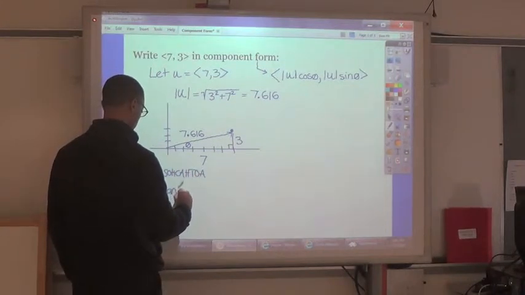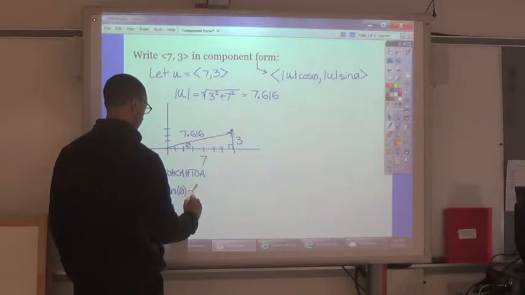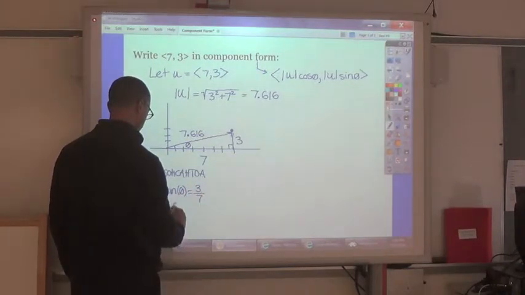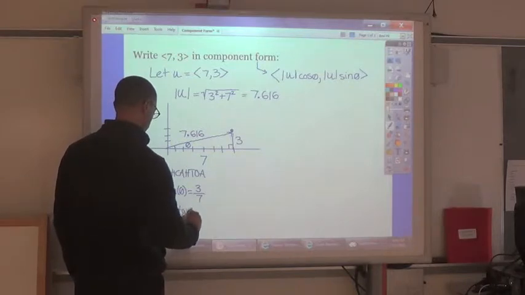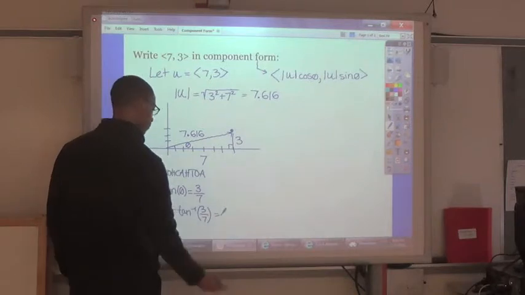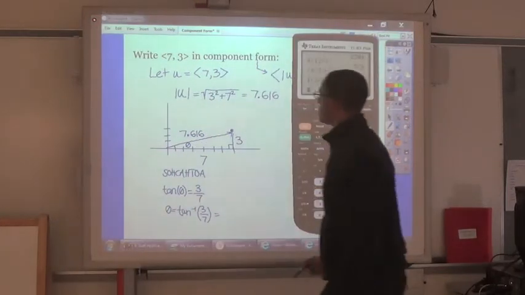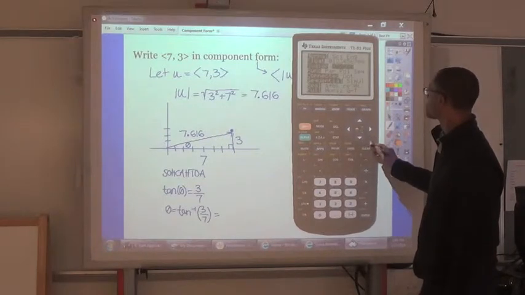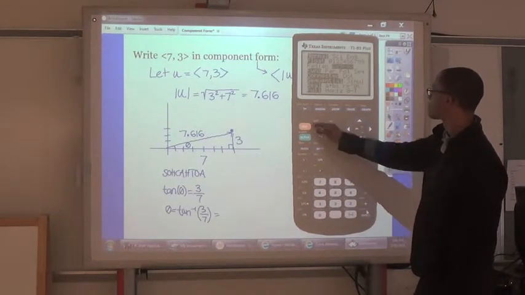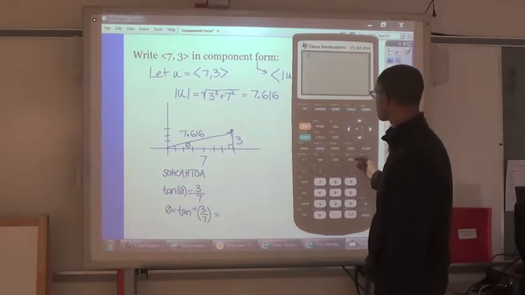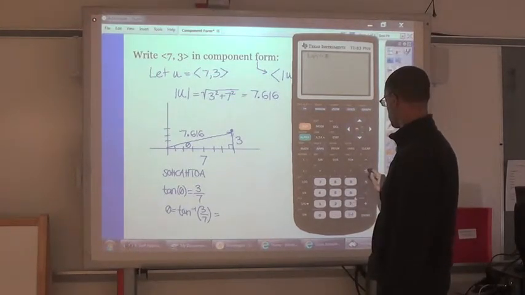Now from class, you should know that we're going to be using SOHCAHTOA because we have a right triangle that the vector has created and we want to find out the angle. So in this case, I'm going to be using the tangent is equal to the opposite over adjacent, so 3 over 7. Now as you can see, since I moved out of the way, theta is equal to the inverse tangent of 3 over 7. And always check to make sure that your calculator is in degree mode and not radians, because radians will give you an answer you do not want.